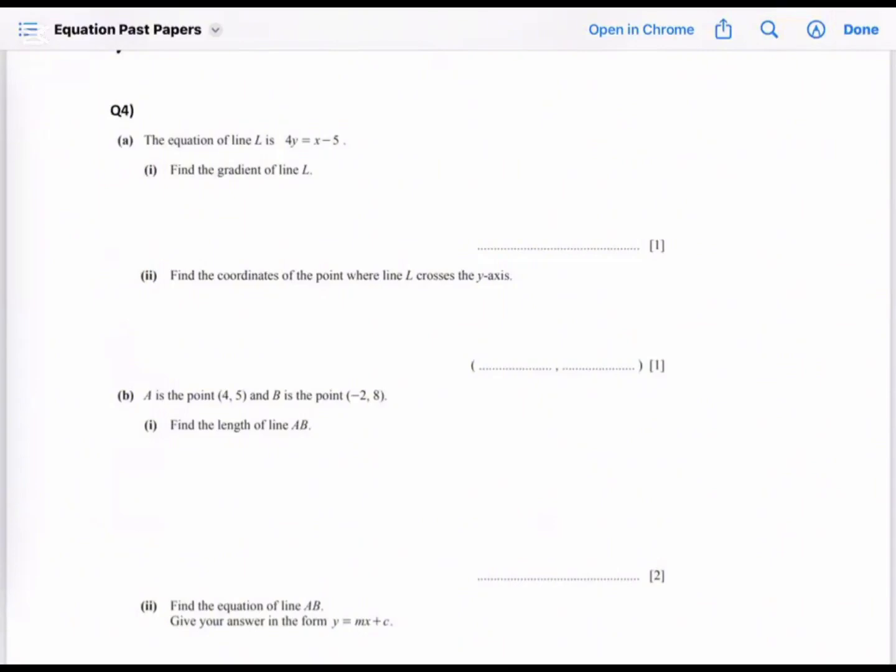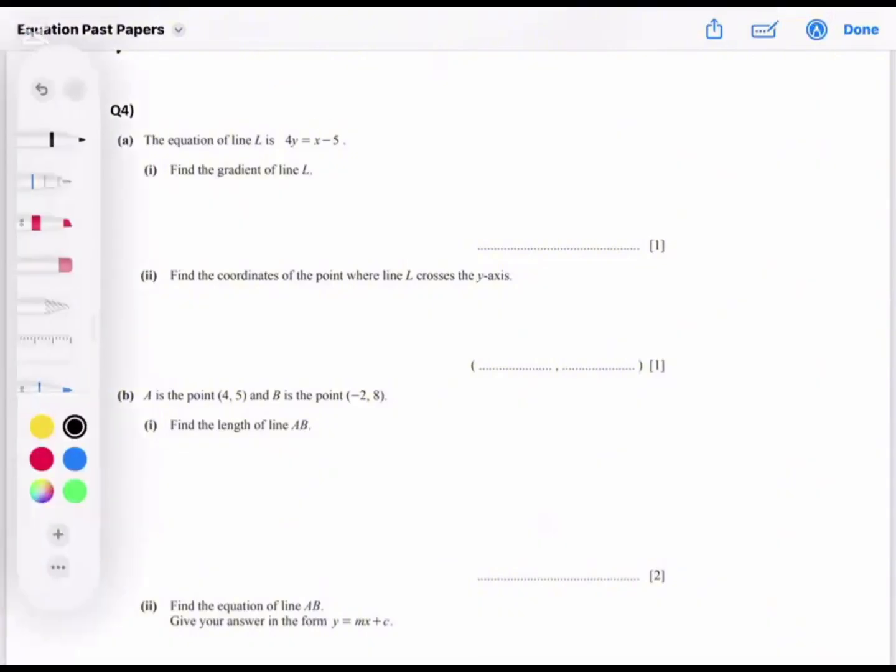Now the next question. The equation of a line L is 4y is equal to x minus 5. Find the gradient of the line L. That's a very important thing. Remember that the equation is y is equal to mx plus c. In this question, y has a 4, so I have to move this 4 to the other side. This will become y is equal to x minus 5 over 4.